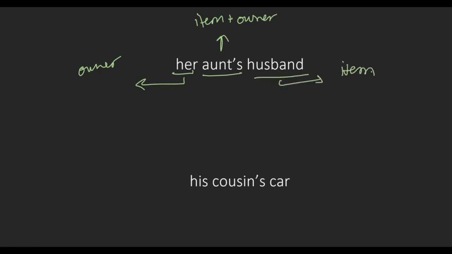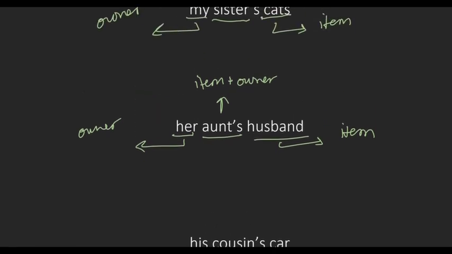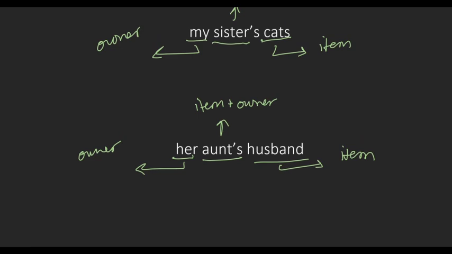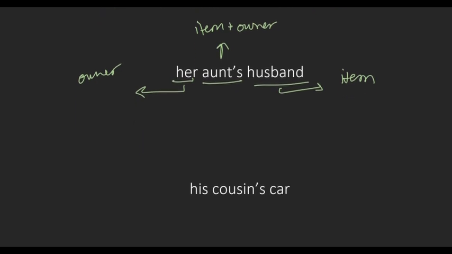And that's actually a method you can use to help you through this if you get stuck. Just rearrange it: she has an aunt, and her aunt has a husband. And if we were to do that with the previous one, I have a sister, and my sister has cats. Exactly.